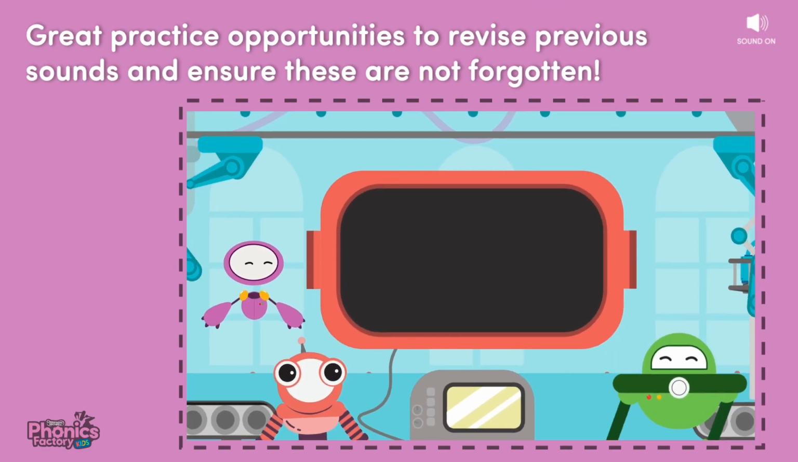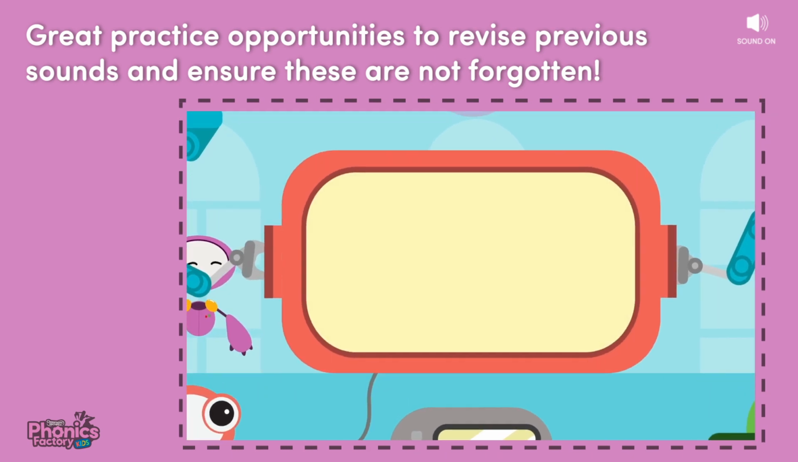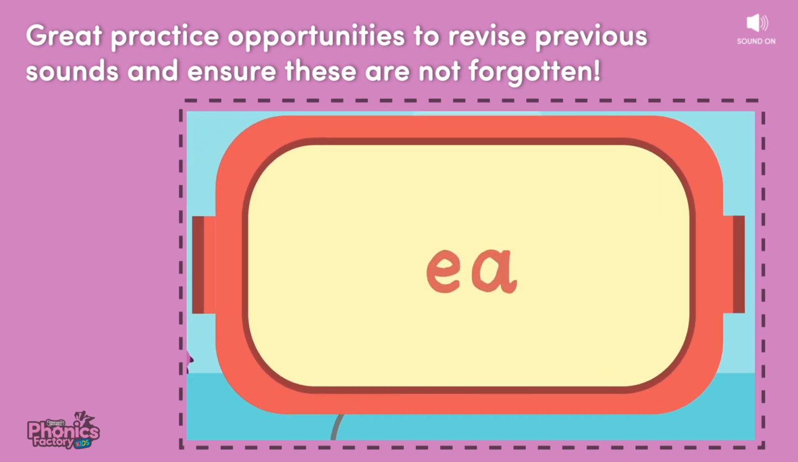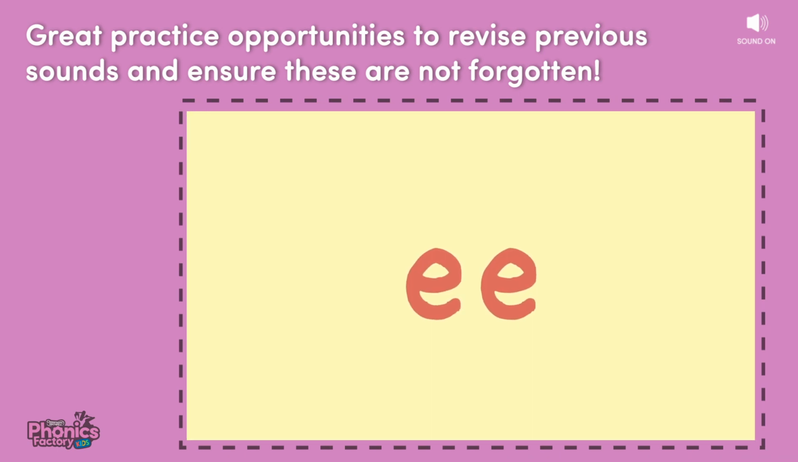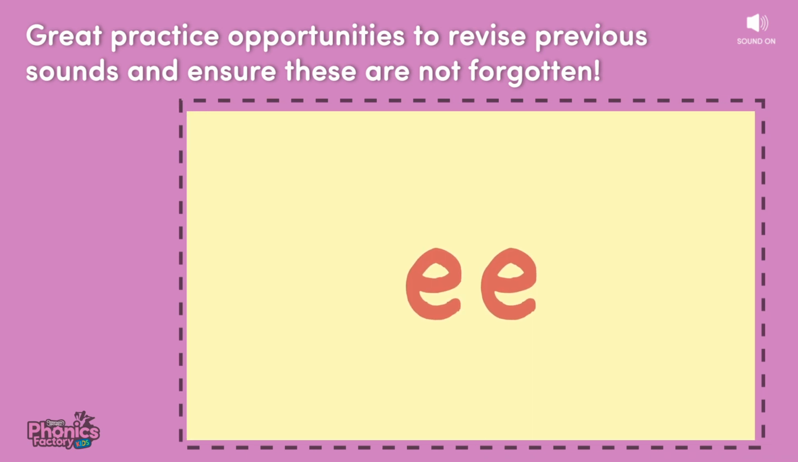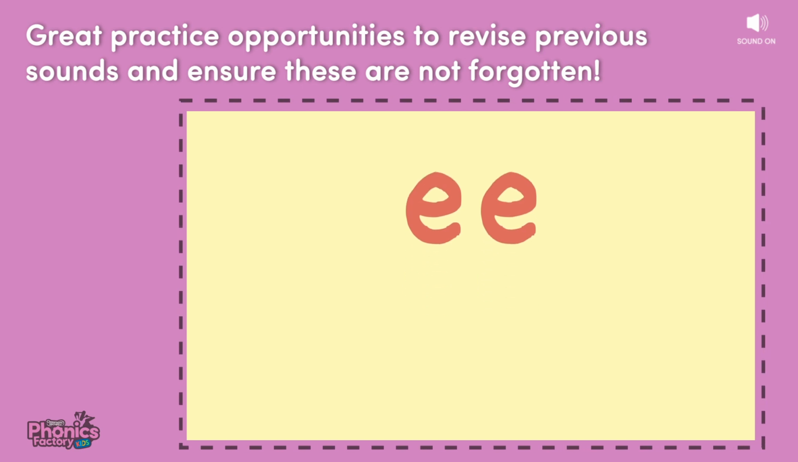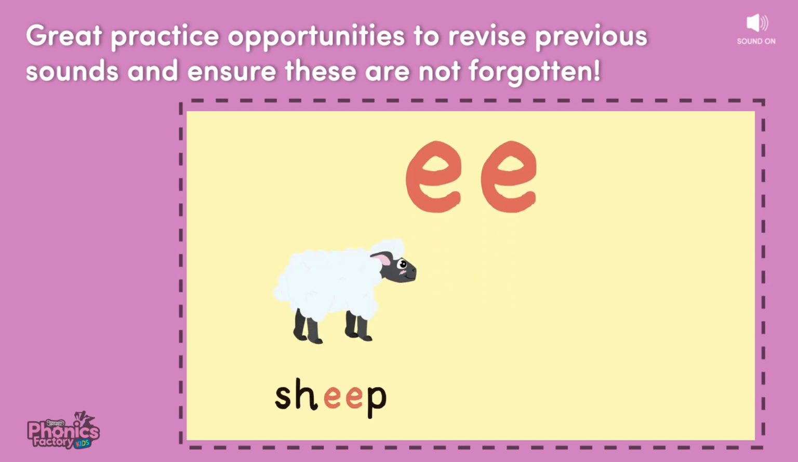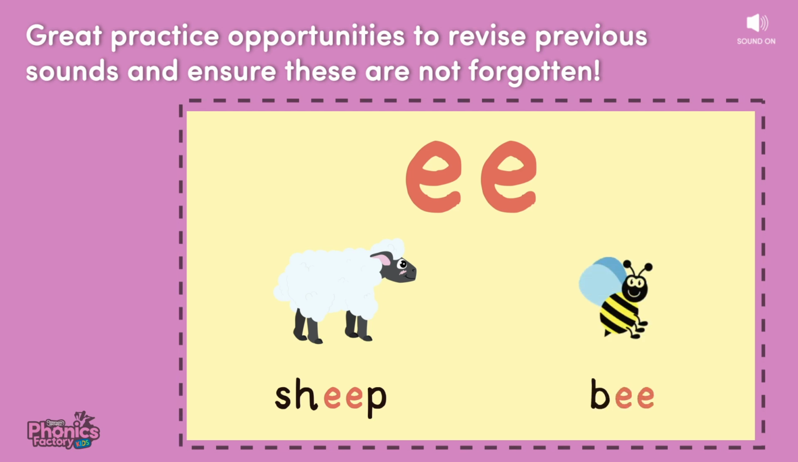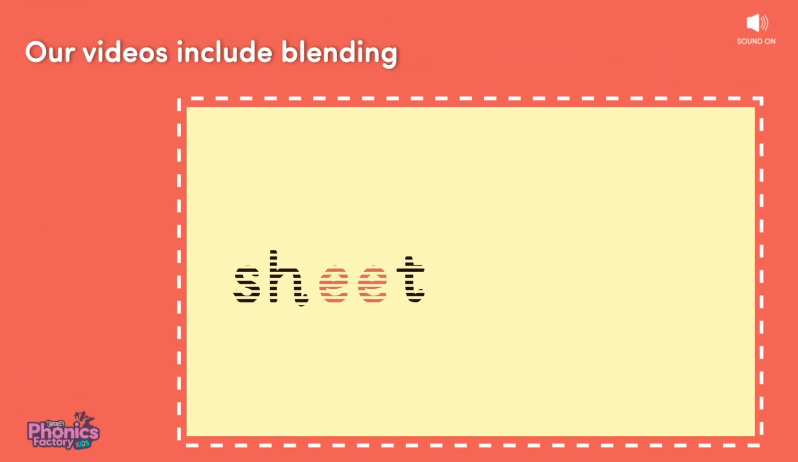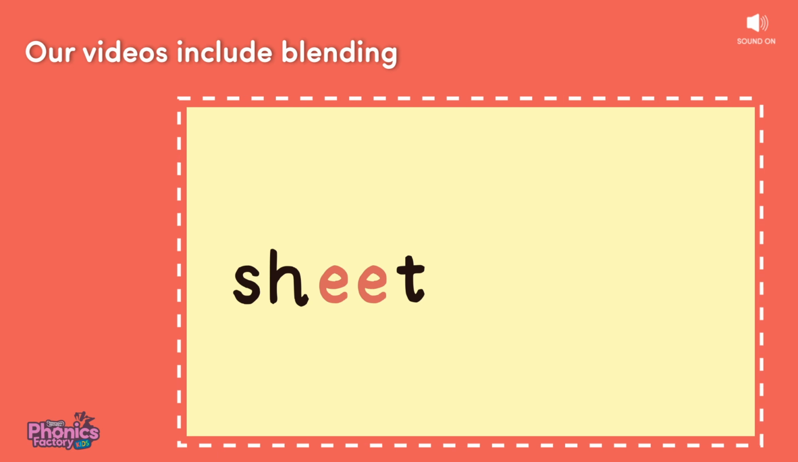Today, we're going to learn a new grapheme for the E sound. We've already learnt this grapheme. This way of writing the E sound is usually in the middle of words, like sheep, and sometimes at the end of words, like in B.